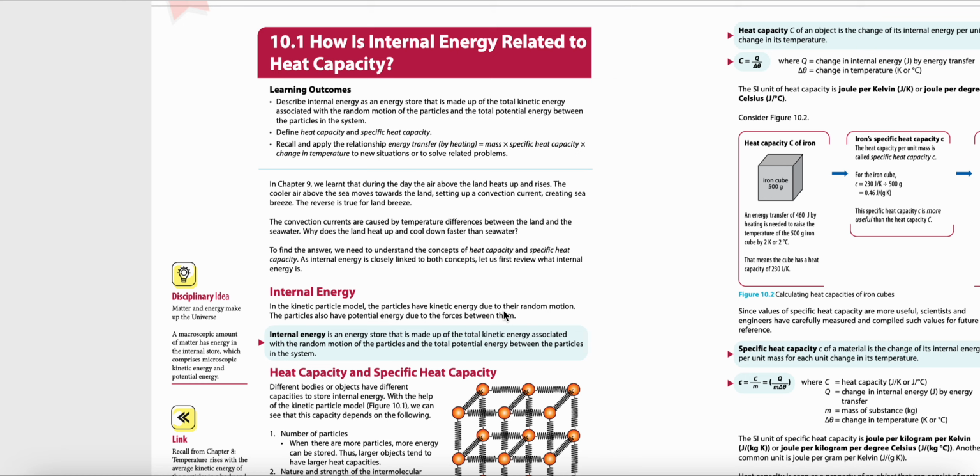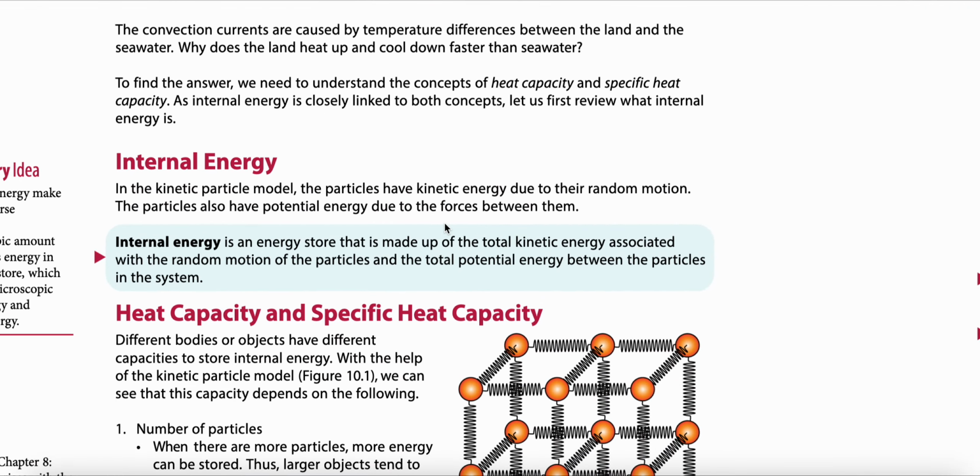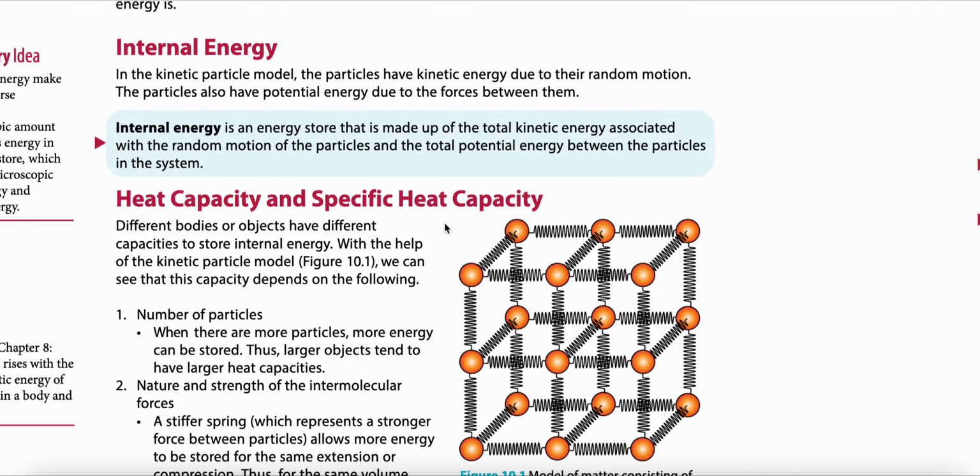Today we'll be talking about thermal properties of matter. In this chapter, the first important thing we will talk about is internal energy. So what is internal energy? We can think of internal energy as an extension of the kinetic particle model.